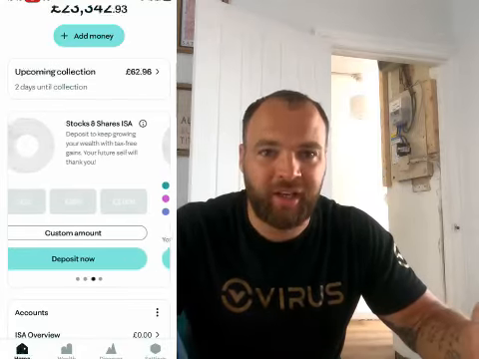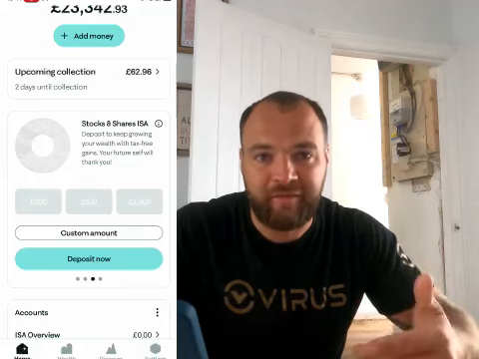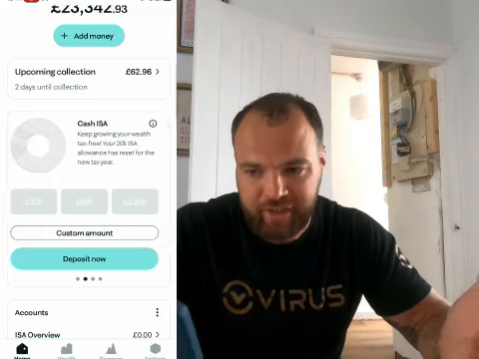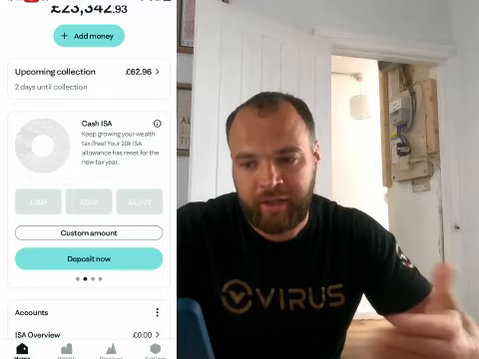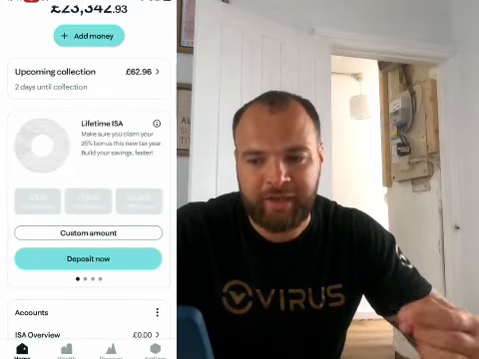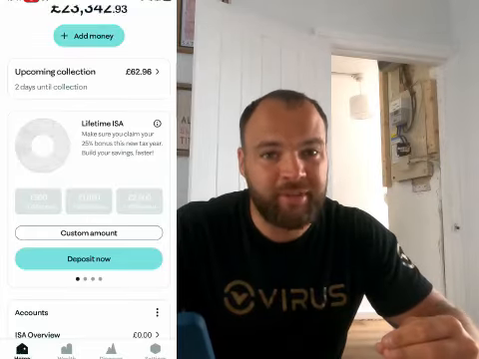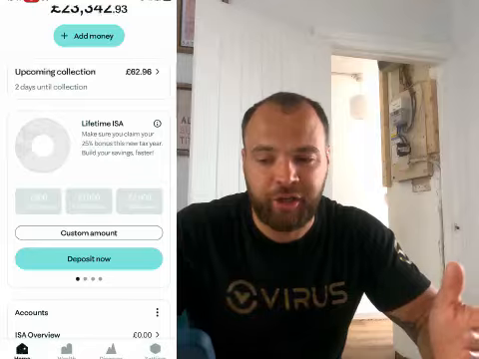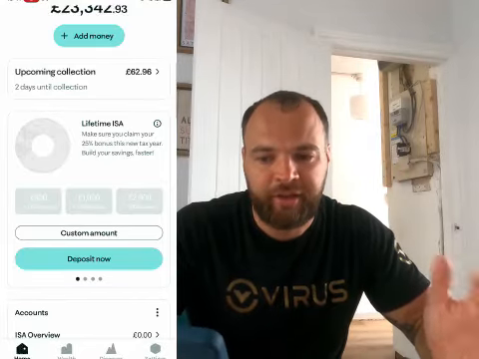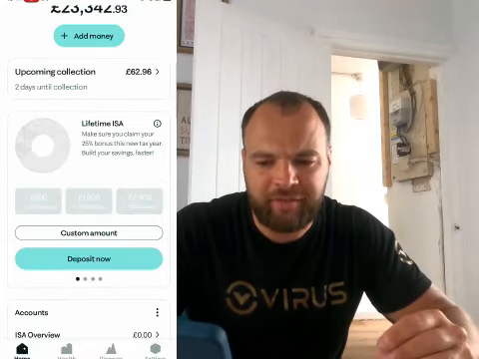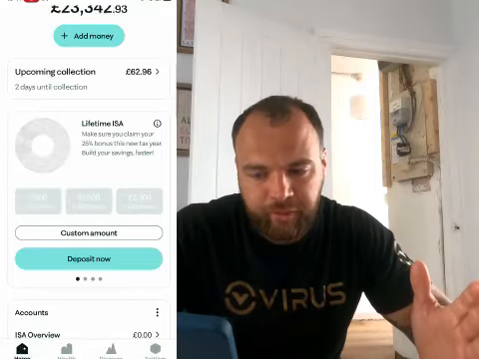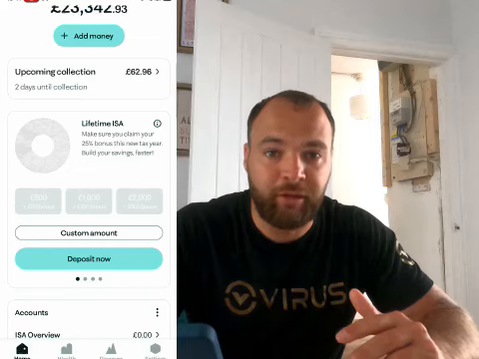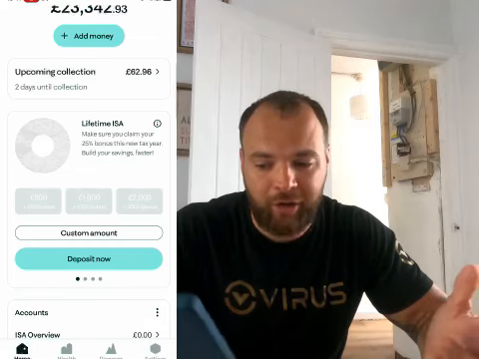So a stocks and shares ISA basically allows you to invest in stocks and shares tax-free. Then you've got a cash ISA, where again, you just put your cash in there and it just holds it. And then a lifetime ISA on Moneybox, this is what I use to buy a house. Pretty much, you put your money in there every year. At the end of the year, the government, I think they give you a £1,000 bonus, something like that, at the end of every year. So that's what I use to build my deposit for a house.